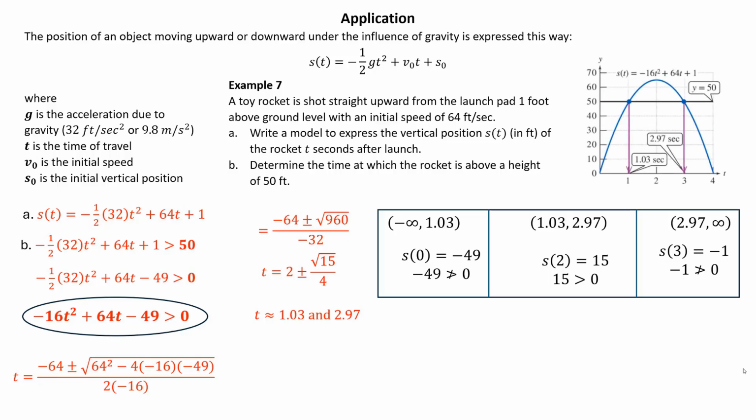And you can see if you graph the parabola that this quadratic equation represents, you can see that that is where the function is above 50 feet, where the y values are above 50, would be between 1.03 and 2.97 seconds.